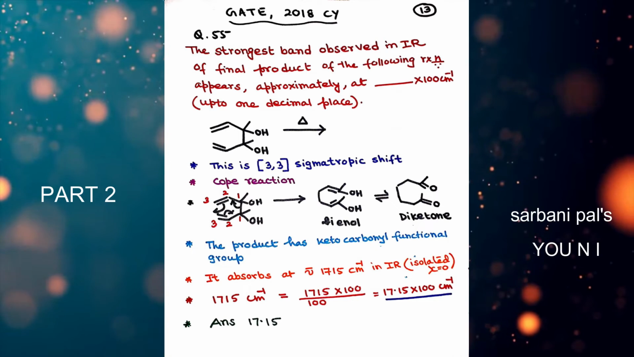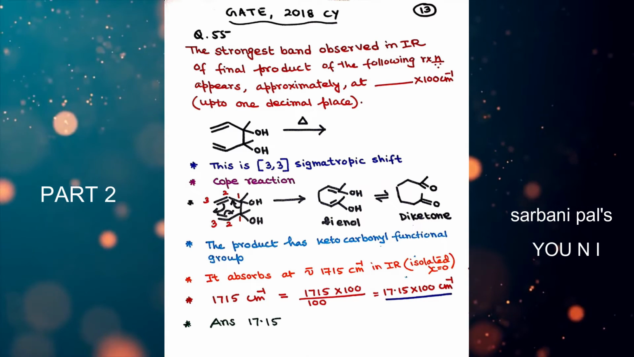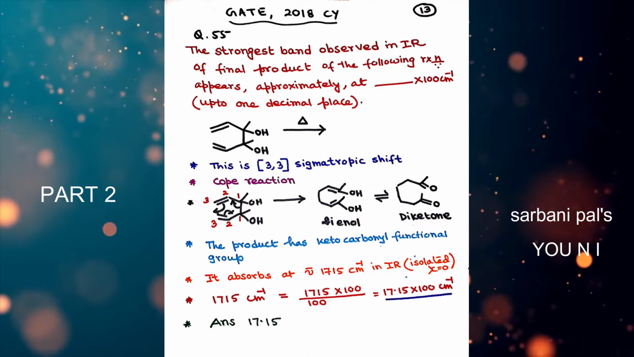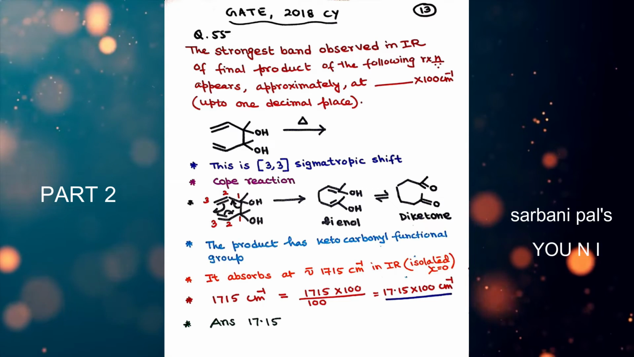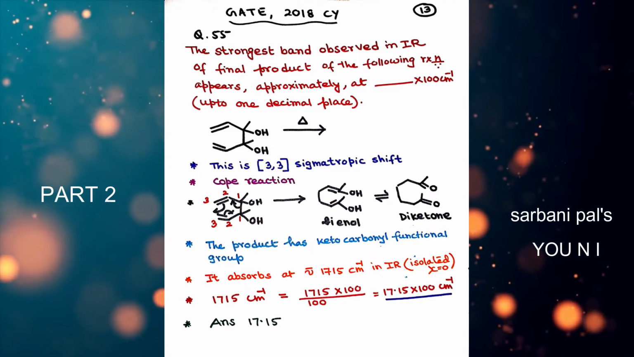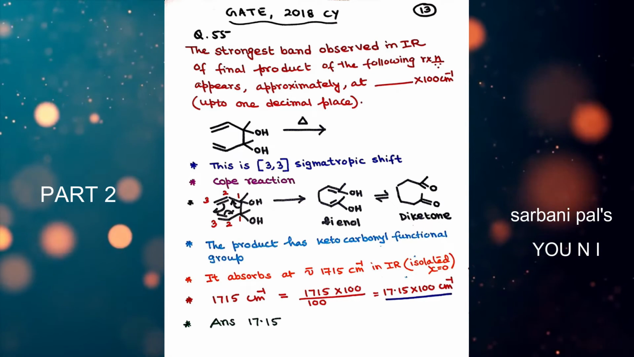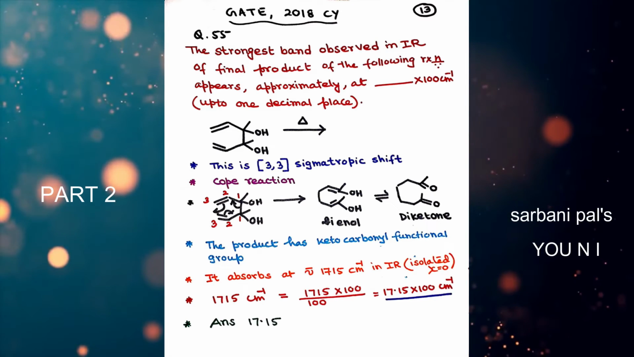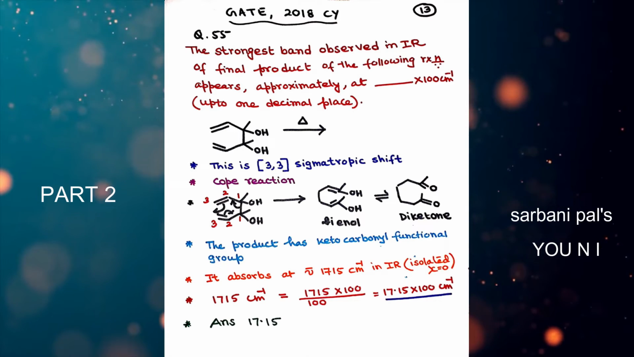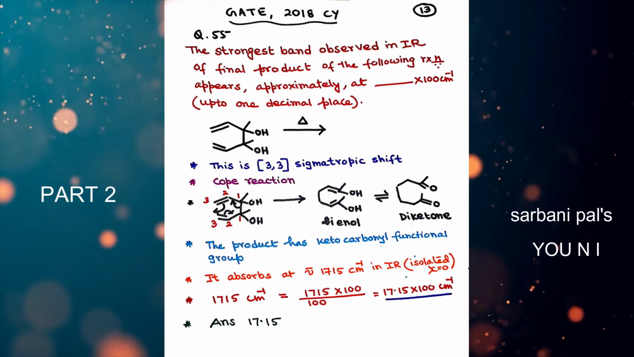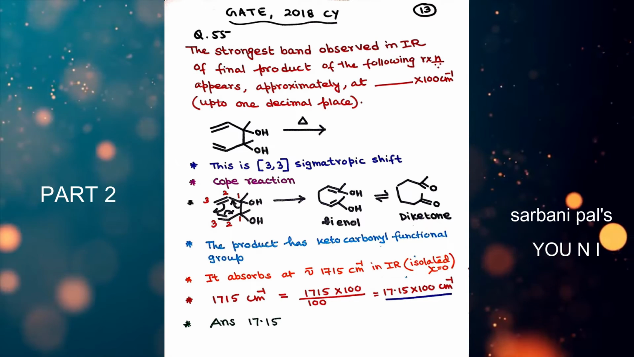Now if we look at the question given, they are asking for some value which is multiplied by 100 centimeter inverse. Means that 1715 centimeter inverse we have to express in the form of some value multiplied by 100 centimeter inverse. So if we do the necessary conversion, 1715 centimeter inverse will be 17.15 into 100 centimeter inverse. So the fill in the blanks answer will be 17.15.